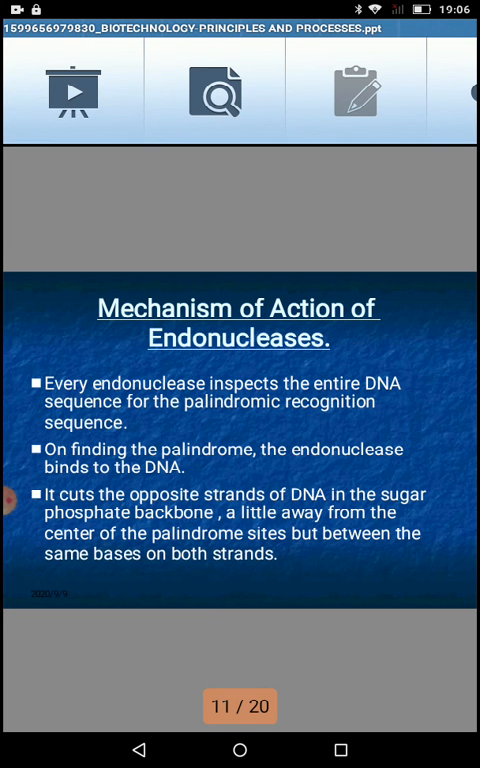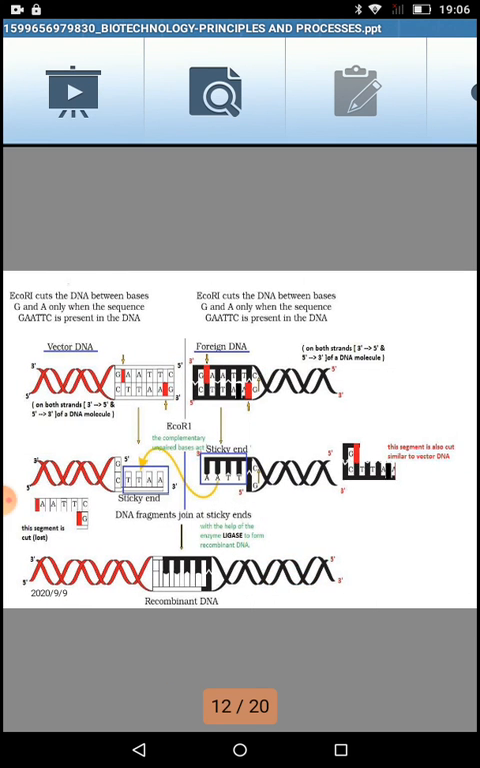For this I will just focus on one diagram. You can have a look at it. Now in this particular diagram, red color, wherever that double helical structure is shown, is the vector DNA, and black color, wherever that helical structure is shown, is the foreign DNA. Now vector DNA means here we are talking about the plasmid. So plasmid DNA, how it is cut, and then how the foreign DNA, means the DNA which is carrying the gene of our interest, is cut.